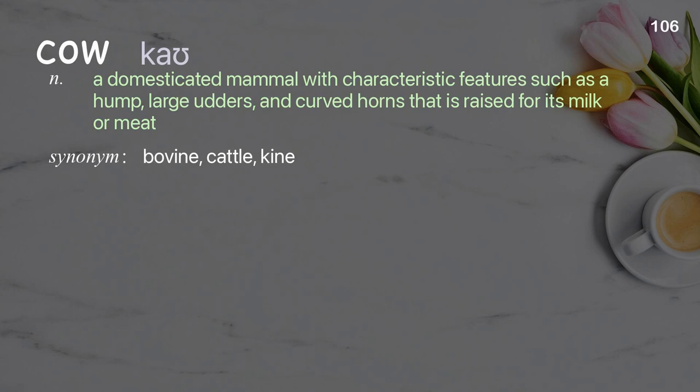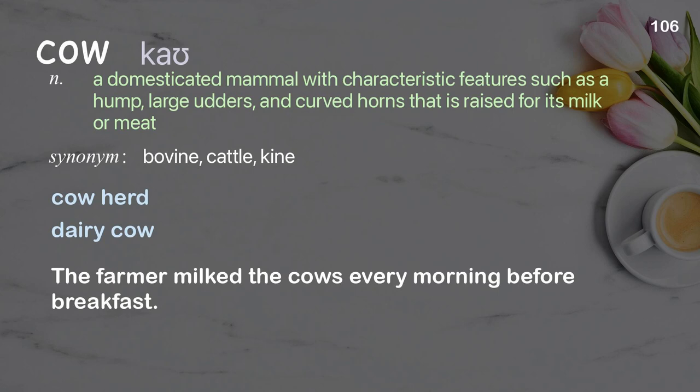Cow: a domesticated mammal with characteristic features such as large udders and curved horns that is raised for its milk or meat. Examples: Cowherd. Dairy cow. The farmer milked the cows every morning before breakfast.